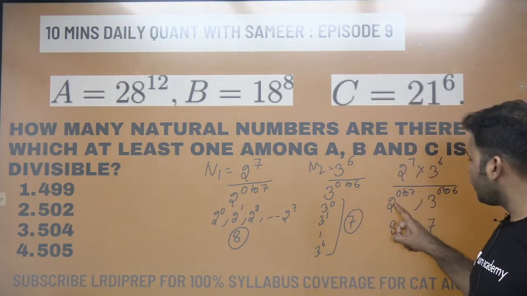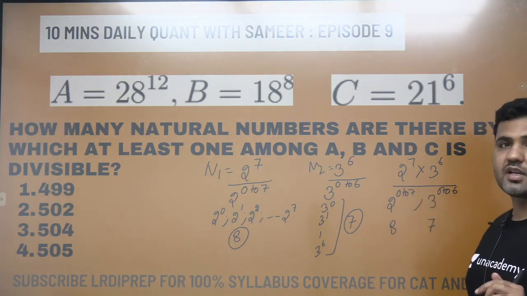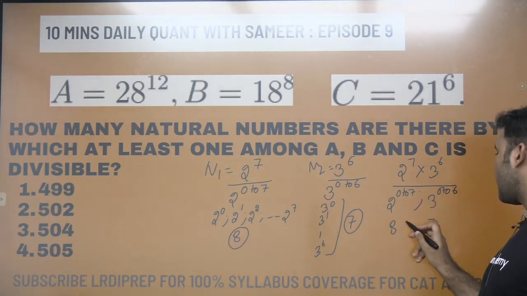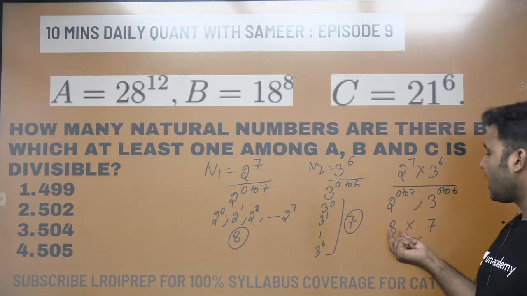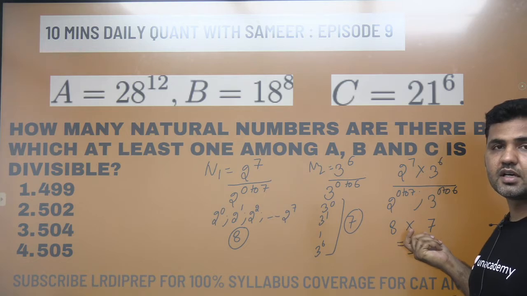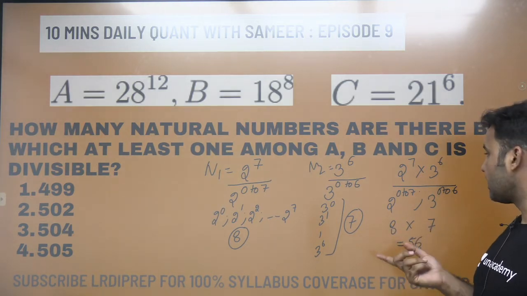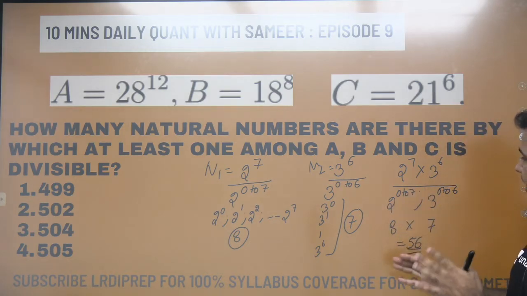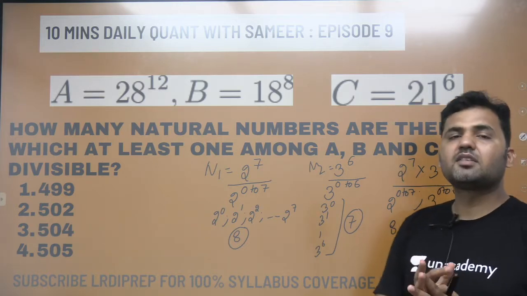Any combination of 2's power from 0 to 7 with 3's power from 0 to 6 will give you a total of 8 into 7, 56 factors. It's like if you have 8 shirts and 7 trousers, in how many ways can you wear the complete suit? 8 into 7, there will be a total of 56 combinations. So when you make the combination of 2's power and 3's power, it will be 56 combinations, right? This is a basic idea, right?